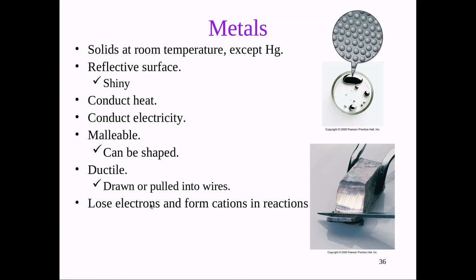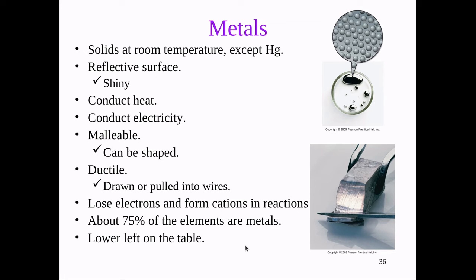They tend to lose electrons and form cations in reactions, and we're going to talk about that in the next section about ions, what exactly that means. But it's important to know that metals tend to lose electrons. They want to give up an electron. And about 75% of the elements are metals, so the majority of them are metals.